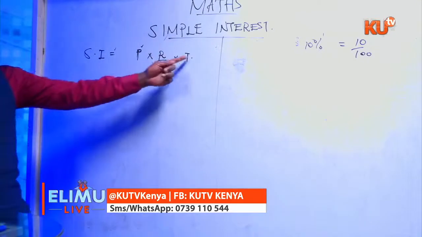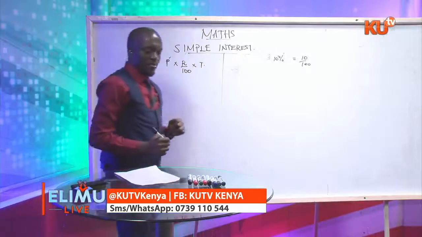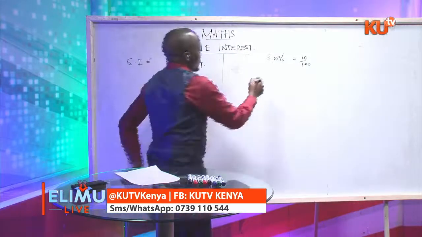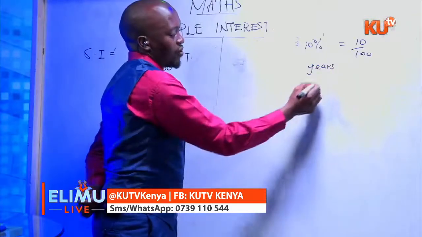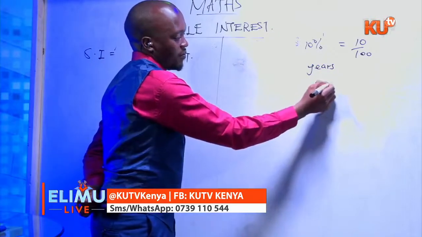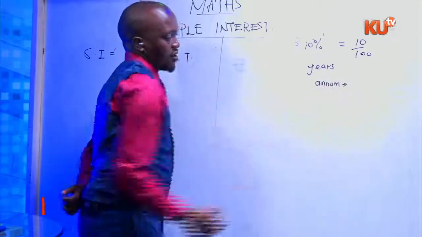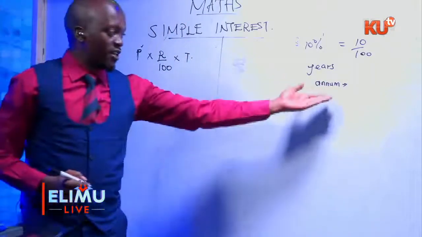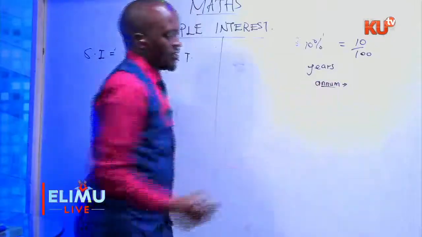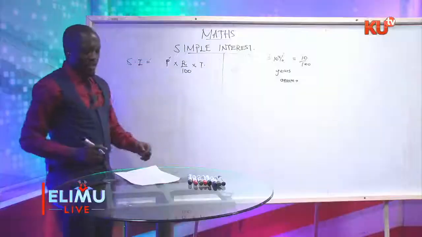And we should always be very keen that time can be given, most of the times, in years, or what we call per annum. Annum is a Latin word which means yearly. It is rarely found in English, annum. So I'll give an example.